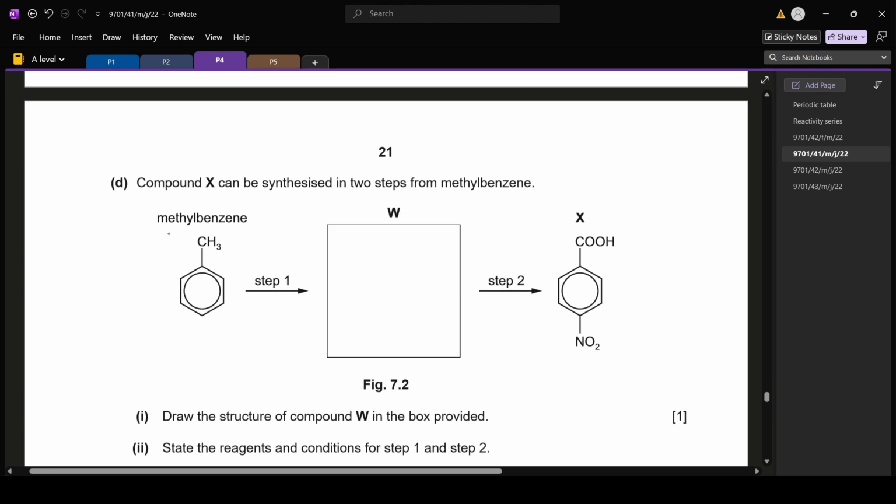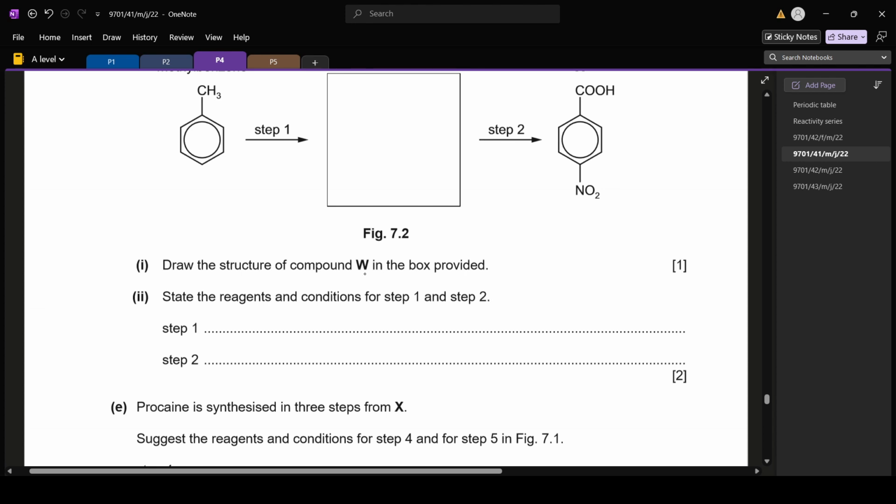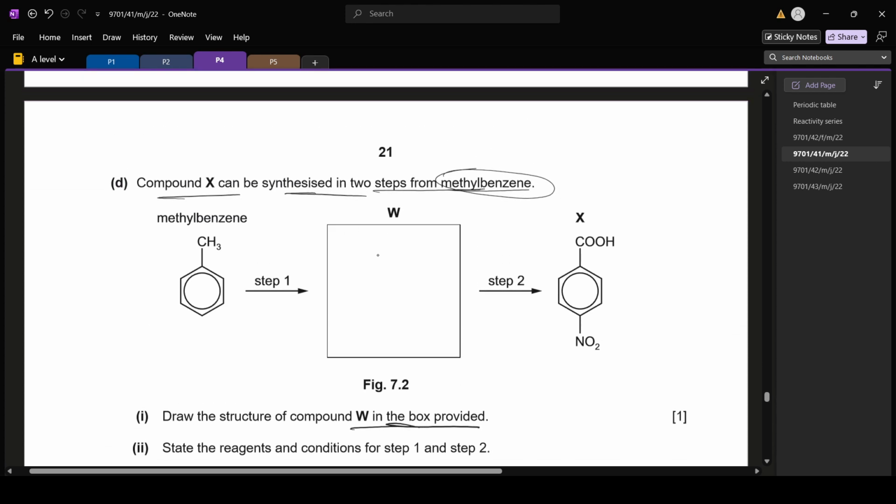Moving towards next part D. The compound X can be synthesized in two steps from methyl benzene via compound W. Draw the structure of compound W in the box provided. So the structure will be this one.